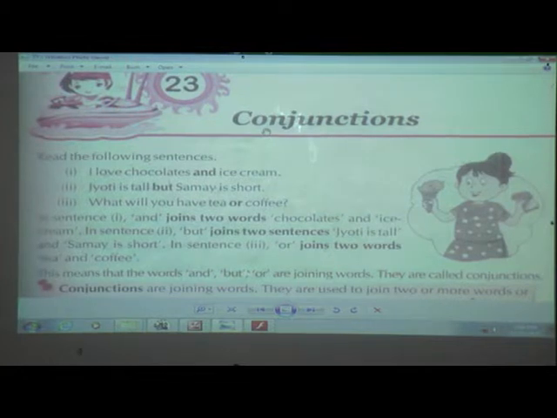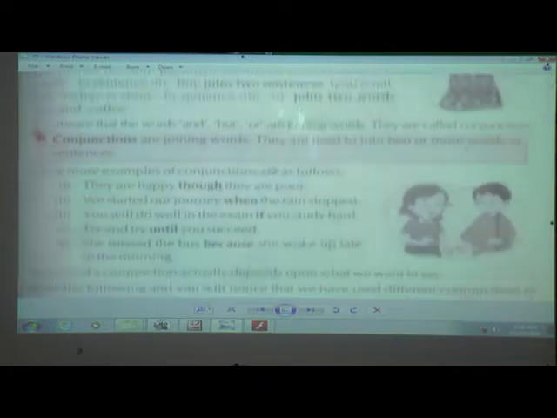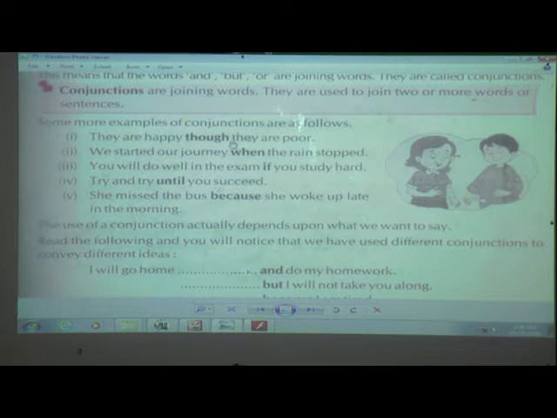This is part 2. So we'll just have a recap of what we have learned. So what is conjunction, students? Yes, conjunctions are joining words. They are used to join two or more words or sentences. And in that many conjunctions are there. What is that? Yes, and, but, or. And is used to join two words. But is used to join two sentences, or is used to join two words. And in that we have learned many examples of conjunction, that is though, when, if, until, because. And the use of conjunctions totally depends upon what we want to say.